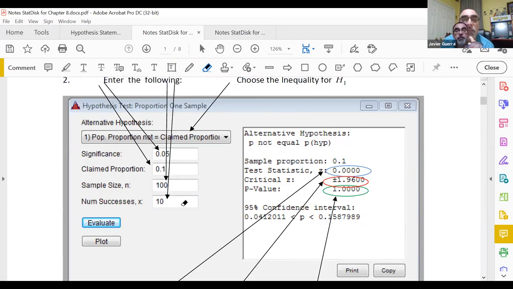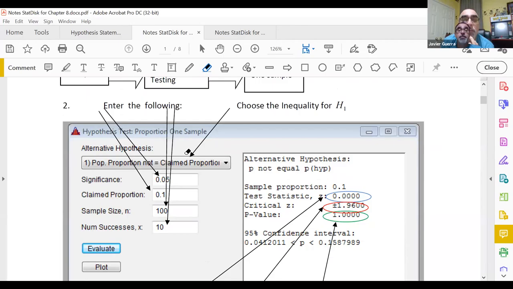And when we go to Statdisk in a minute, I'm going to show you there's a little window that you're going to have to click on. I'll tell you which one you're supposed to click on in the menu dropdown bar. I'll show you what to do. But for now, let's write these down. You're going to find 1, 2, 3, 4 numbers.